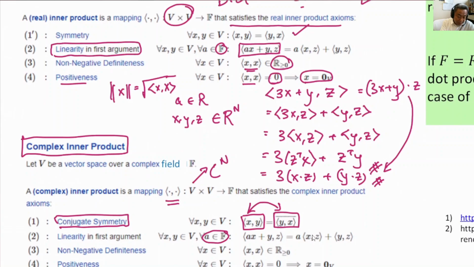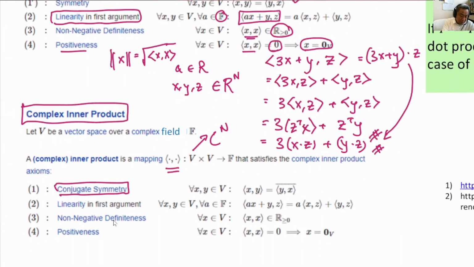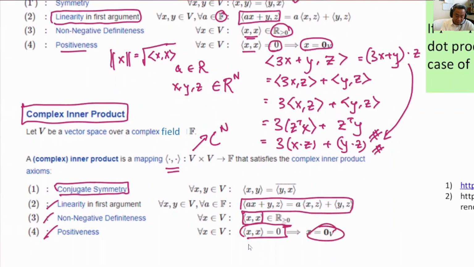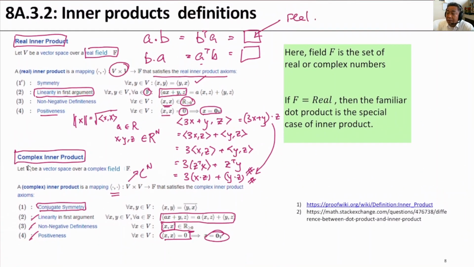Now, the rest of the key requirements of the inner product are in fact the same. It is still linearity in the first argument, same as the real inner product, and non-negative definite, meaning that when we send the same vector into the inner product, we get a number that is real and must be greater than or equal to 0. And the last one is that it must equal 0 only when we send the 0 vector in. So this defines what the key requirements of the real inner product and the complex inner product are.